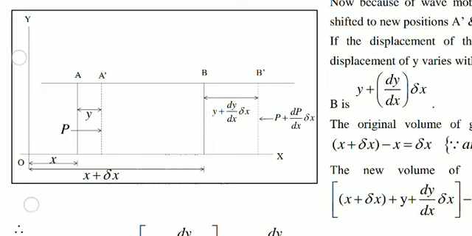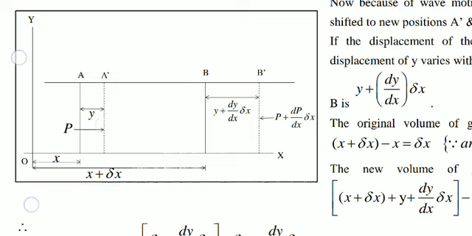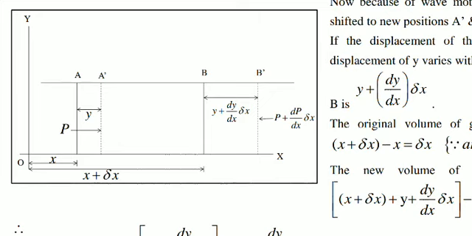The distance between plane A and A dash is, suppose, y. Meaning, how much distance has plane A actually shifted? It has shifted a distance of y. Now you see how much distance plane B will be shifted. The shifting of plane B will depend on the shifting of plane A, because the sound wave has disturbed this particular plane A and plane B. So the distance by which plane A has shifted will determine the shifting of plane B to some other position B dash.